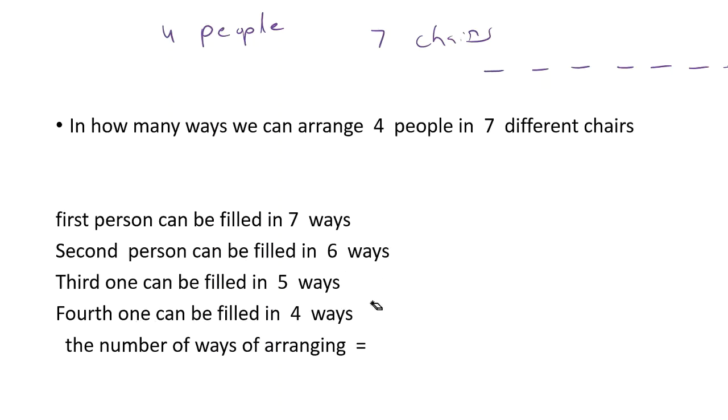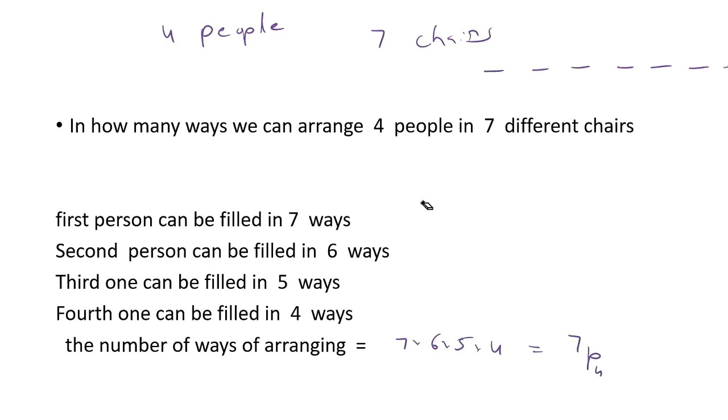I can fill the third person in 5 ways. Why 5 ways? After filling these 2 people in 2 chairs, we will be left with 5 chairs. So the third person can be filled in 5 ways, and the fourth person can be filled in 4 ways. Therefore, the total number of ways in which these 4 people can be filled in 7 different chairs is equal to 7 times 6 times 5 times 4, which I can write as 7P4.